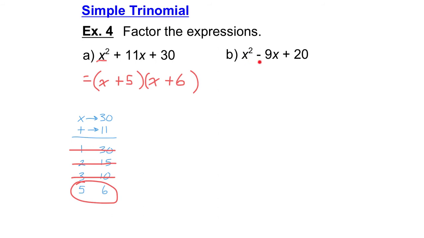Now the next one, x squared minus 9x plus 20. Try this on your own. Watch out for the minus 9 here. Pause the video, see if you can do it, and come back and check.